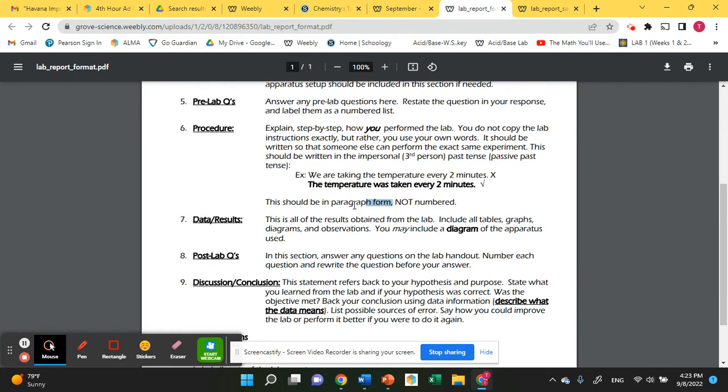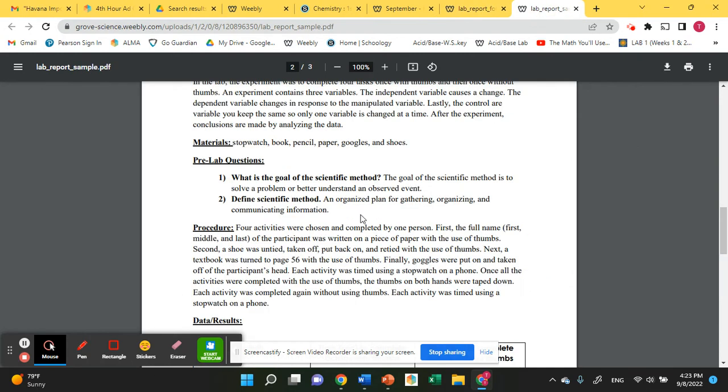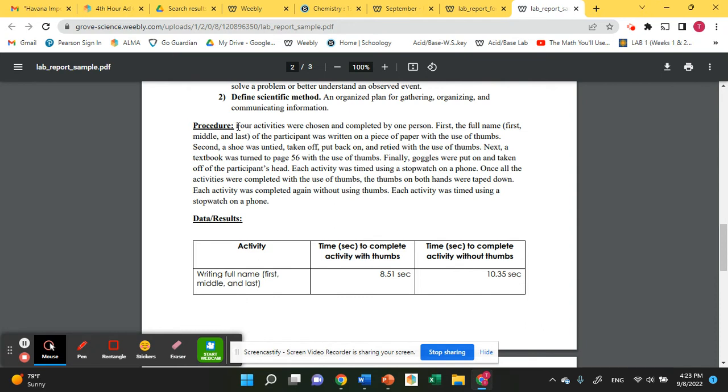Also, note that the procedure is in paragraph form. It is not numbered. If we look back here on my procedure, 4 activities were chosen and completed by one person. First, the first name of the participant was written on a piece of paper with the use of thumbs. Second, and I kind of go through what happened in the lab.